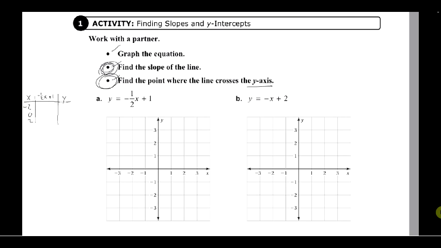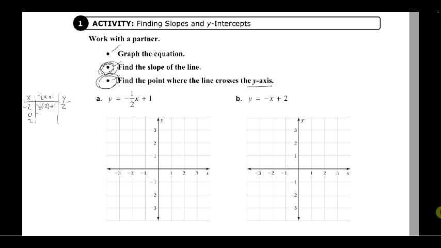So if we plug in negative 2 for x, we get negative 1/2 parentheses negative 2 parentheses plus 1. Negative 1/2 times negative 2 would be positive 1. That's 2 negatives, and if you combine 2 halves of something, you get a whole. So we got 1 plus 1 is 2. So when x is negative 2, y is positive 2.